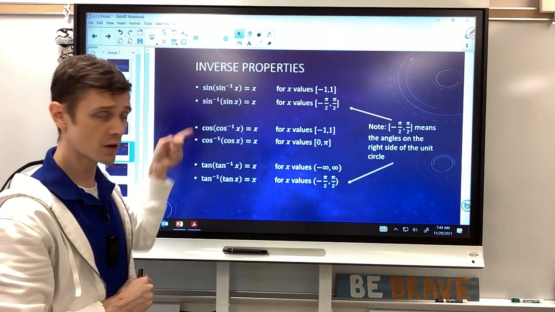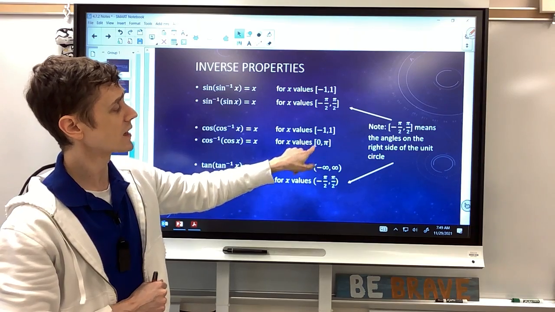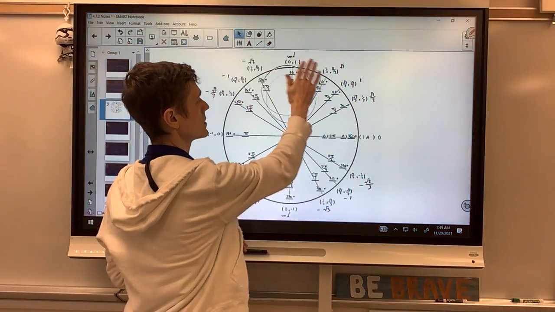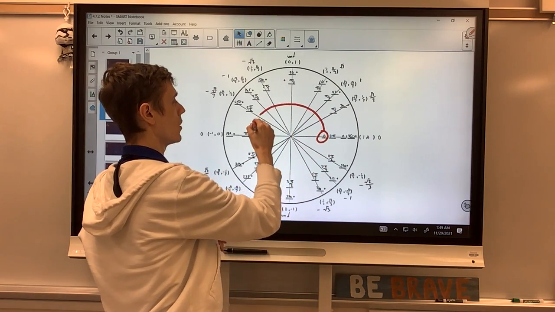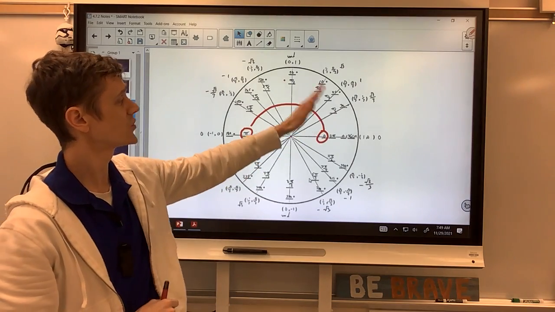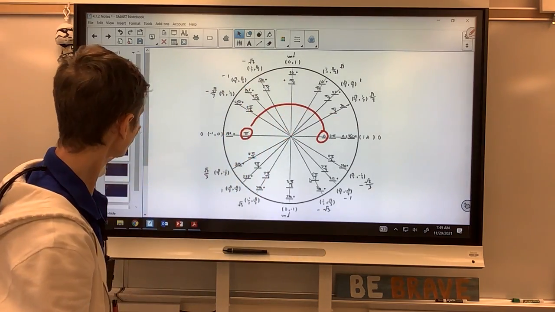Very similar rules for cosine. The only difference here is for the angles. Now it's going to be an angle from 0 to pi. So basically on the unit circle, they're saying it has to be pointing to the right, or it can go all the way to pointing to the left. So the cosine one's a little bit easier. It's just limited to it being an angle on the top side of your unit circle.